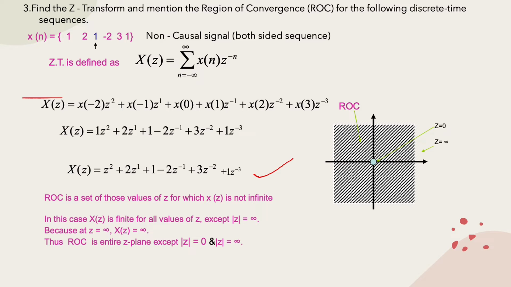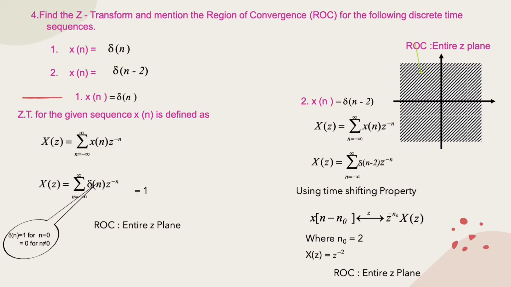Okay, now you take all the values of z and substitute them in this equation. If this X of z attains a finite value, or for those values the z plane converges, we can take it as the ROC. So as per this, the entire z plane is the region of convergence except z equal to 0 and z equal to infinity.